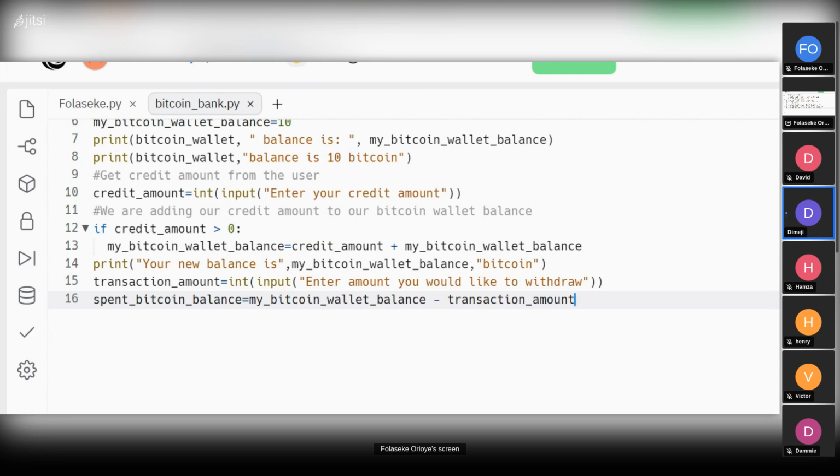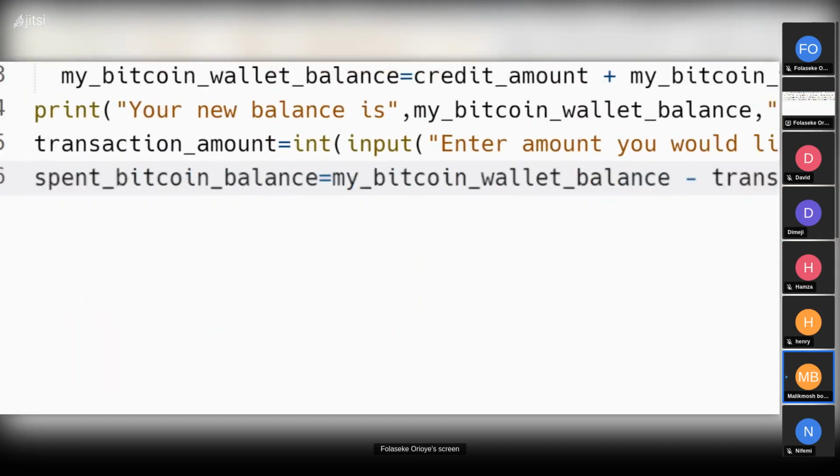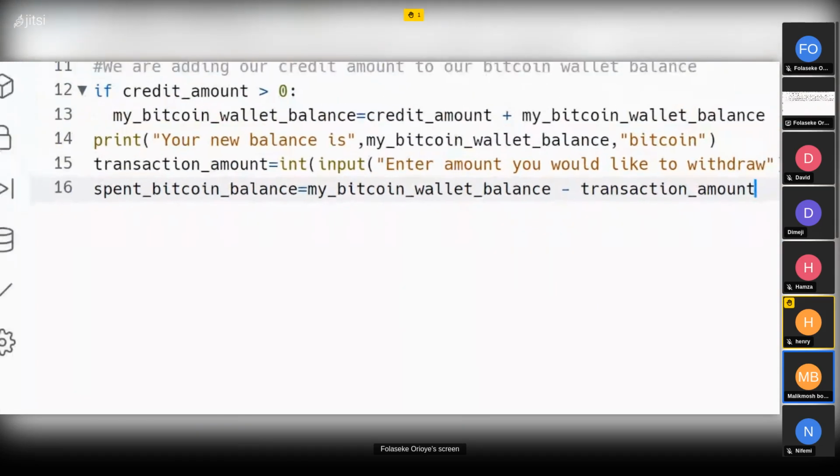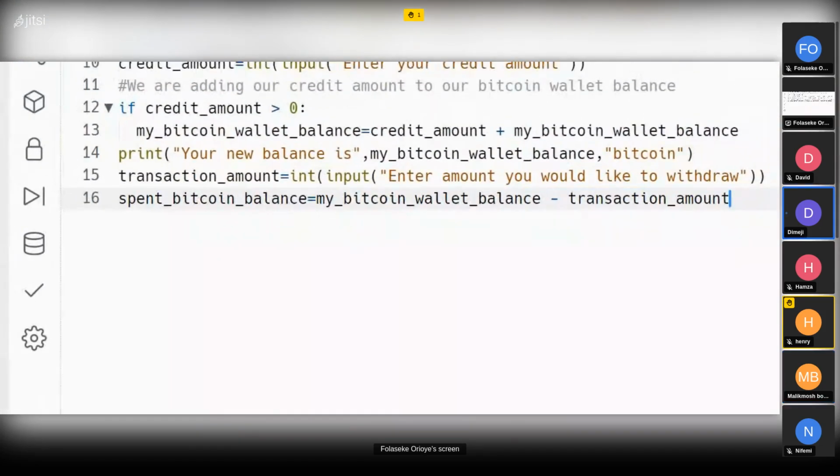Nifemi, I want you to explain what line 17 is saying, if you know it. I want everybody to look at line 17. Sorry, line 16, I mean. I want everybody to look at line 16. I can't see the screen. I cannot even see the number because it's not clear. Okay, is it better now? Hamza, is it better now? Yes, sir.